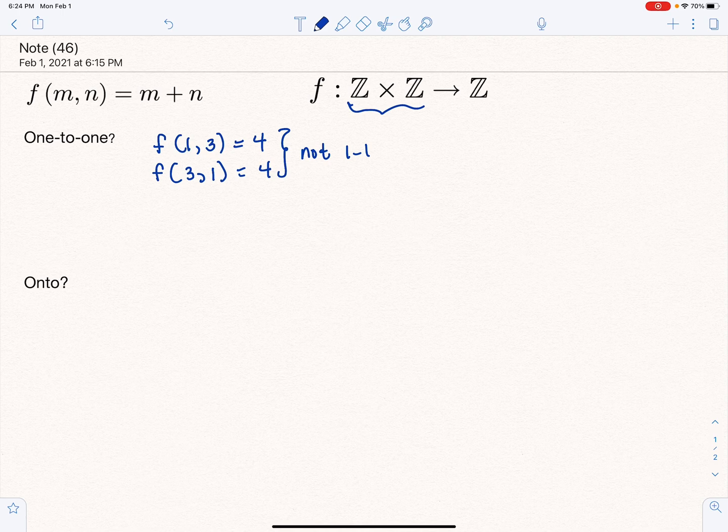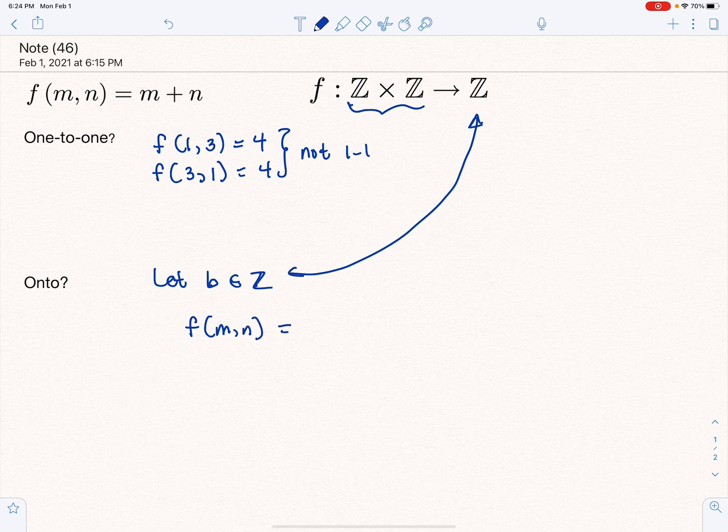So is it onto? Well, I want you to think about, and you can pause the video if you like, think about an integer that you cannot get from adding two other integers. And it's kind of hard to think about that, right? So maybe we'll go the proof route and say, I'm going to let b be a member of the codomain, which is the integers here. Okay, so I'm going to say f of (m, n) equals m plus n equals b.